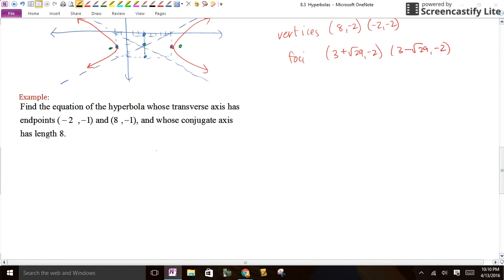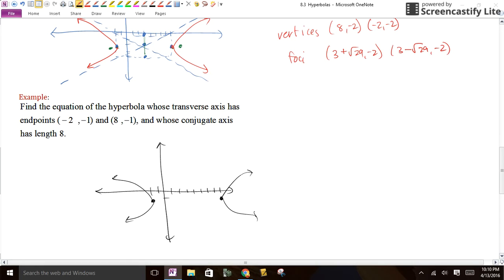So what is that telling me? Well, again, like anything else, I'm going to graph it. And I'm going to plot the point negative 2, negative 1. And I'm going to plot 8, negative 1. 1, 2, 3, 4, 5, 6, 7, 8. 8, negative 1. Now, why is that important? Because that is called the transverse axis, which means this graph looks like that, right? That's what it's telling me.